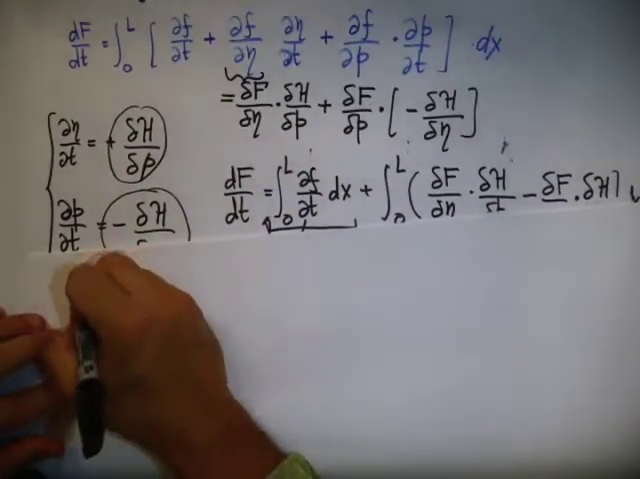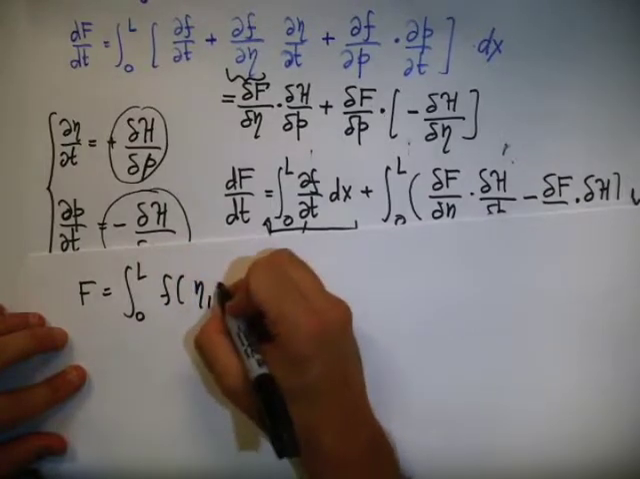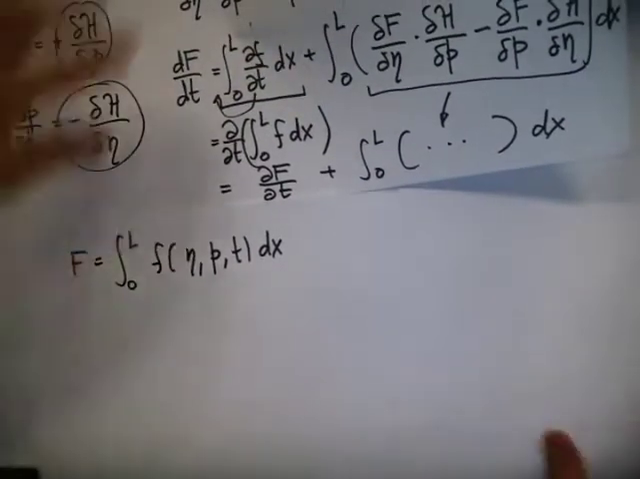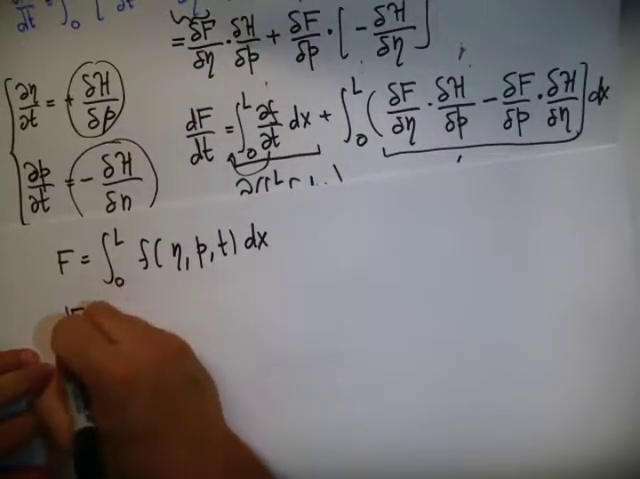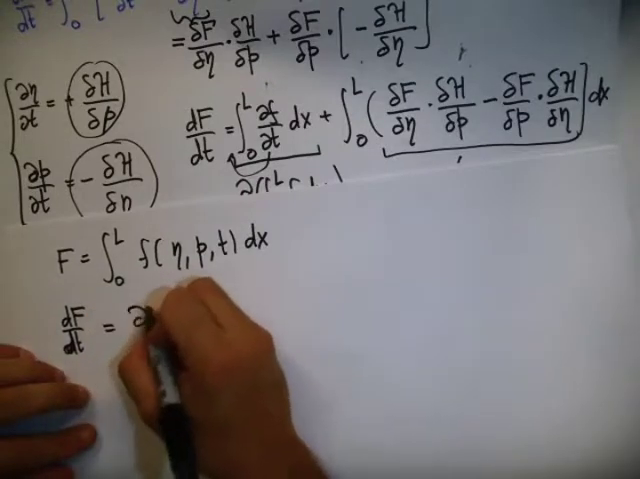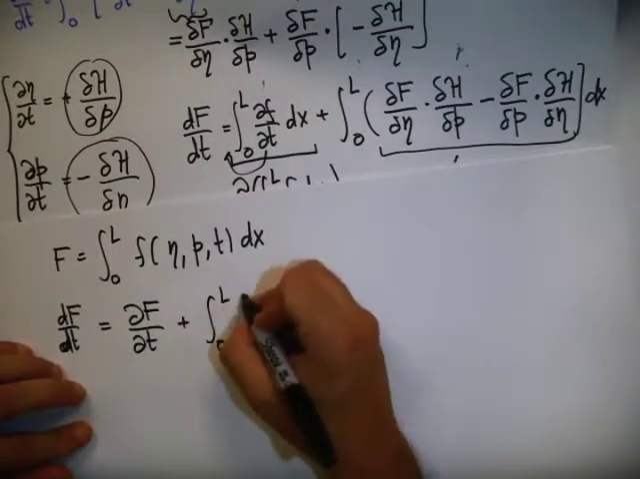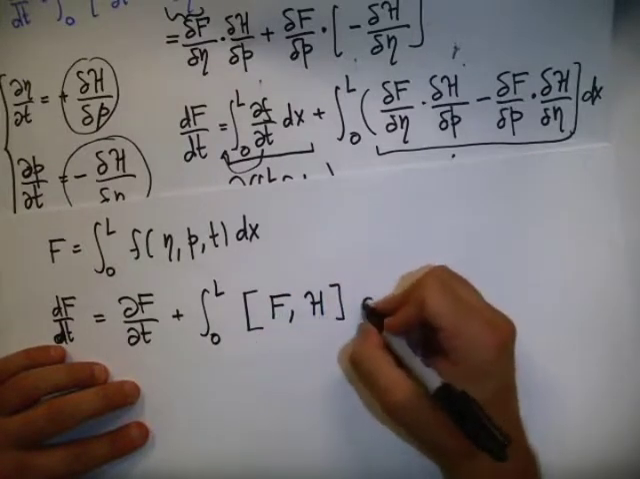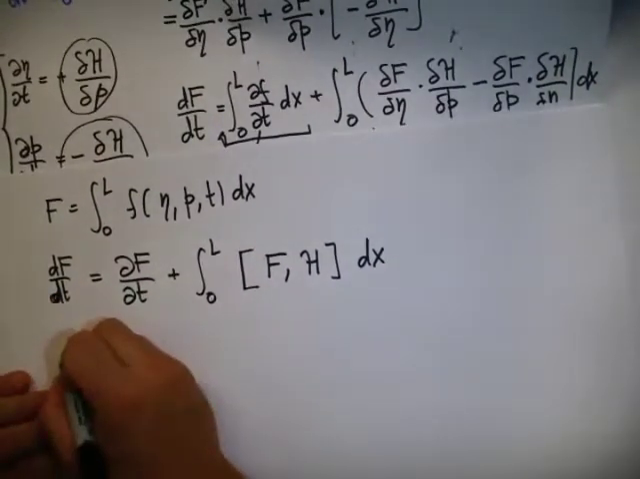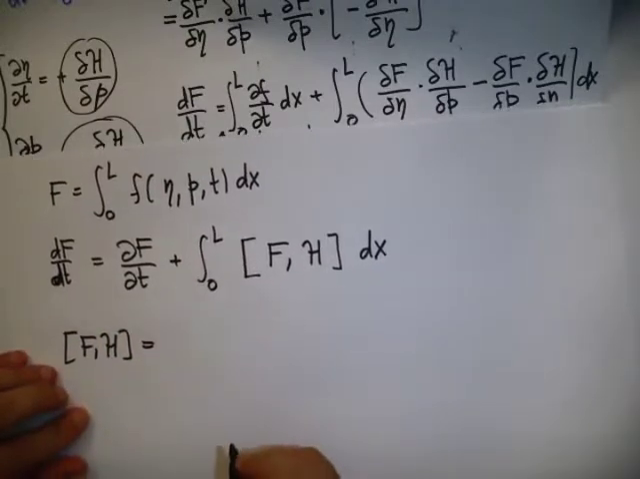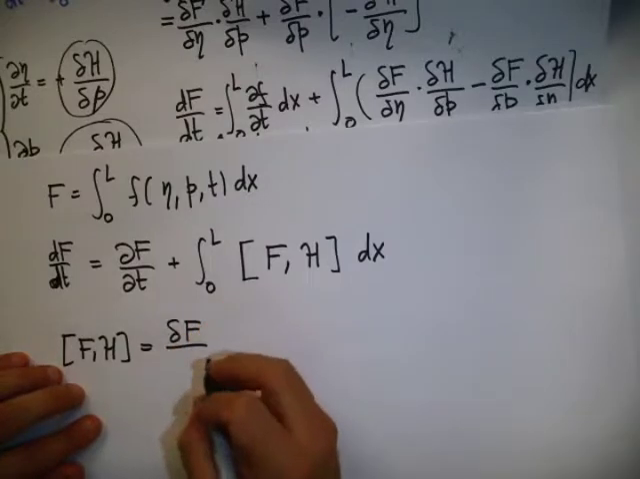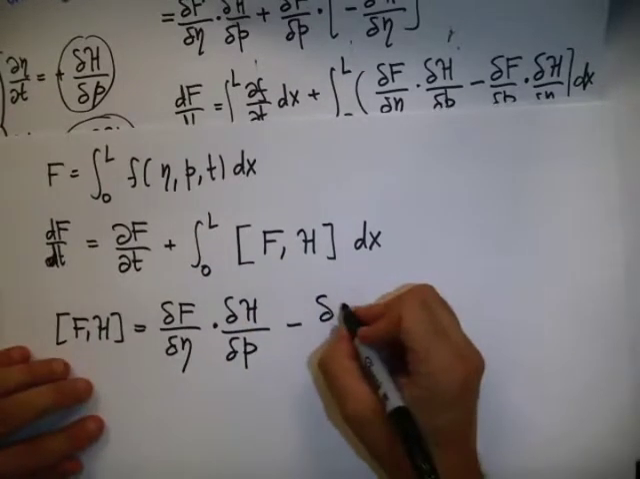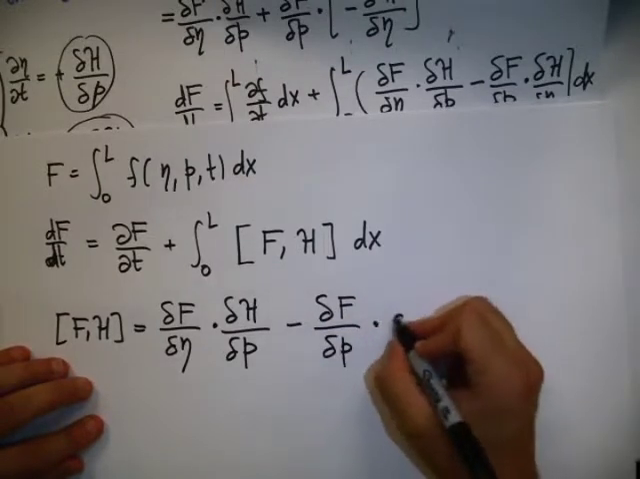Okay, so let's see again what we found here. We started with a generic observable, the integral between 0 and L of f(eta, p, t) delta x, and then we were able to rewrite the total derivative dF dt as the partial of F with respect to time plus this integral between 0 and L. And now here I define a bracket f comma h in delta x, and this bracket f comma h is given by the partial of f with respect to eta times the variational derivative of h with respect to p, minus the variational derivative of f with respect to p times the variational derivative of h with respect to eta.